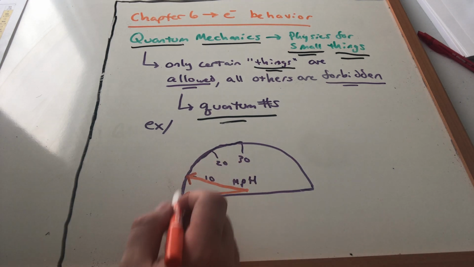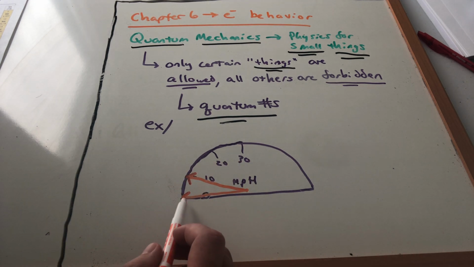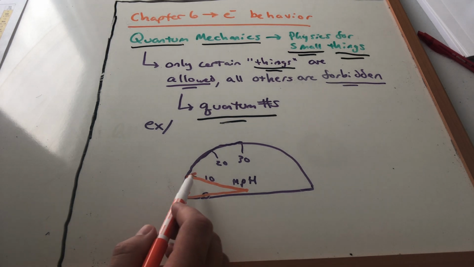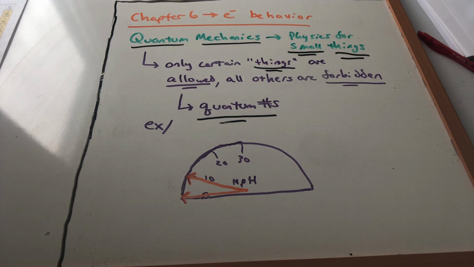You would never be in between, okay? Because everything between 0 and 10 is forbidden because it doesn't have a quantum number associated with it, okay? So then you would keep going. You would push down on the pedal more. And guess what? Even if you're pushing down on the pedal more, you stay at 10 miles per hour.